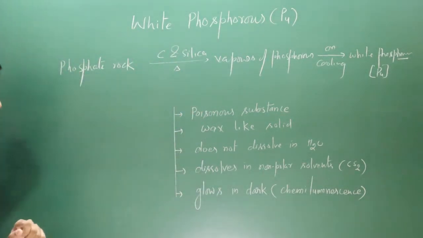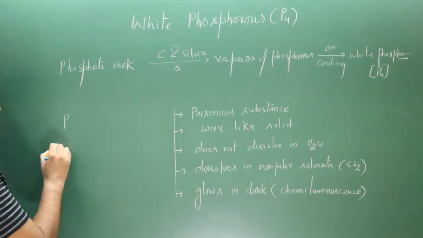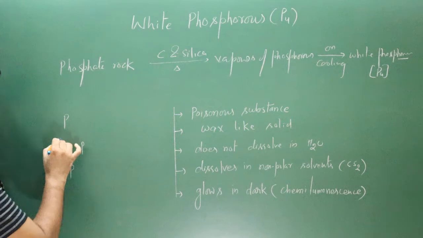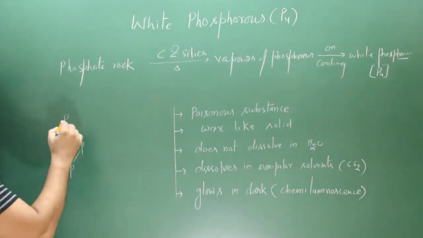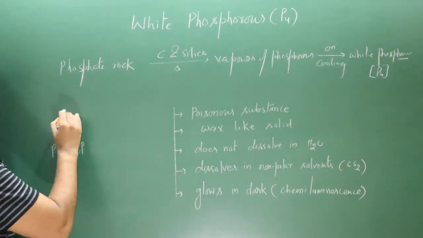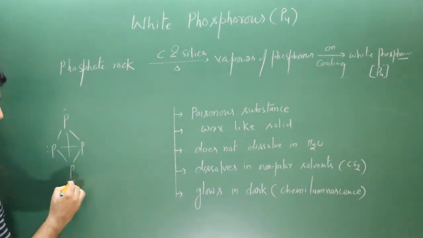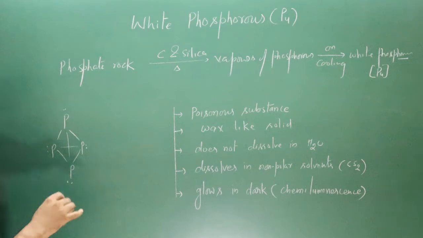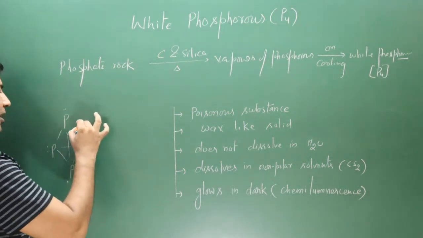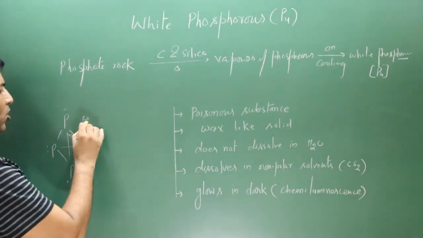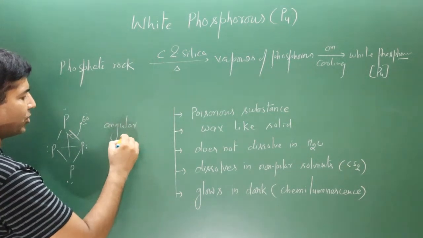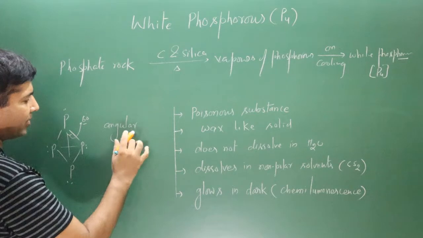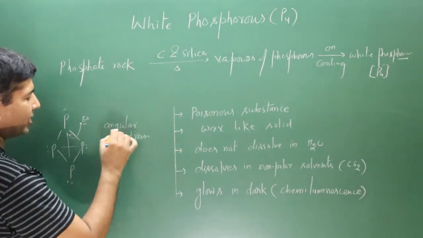Now we talk about its structure. There are 4 phosphorus atoms. They are arranged tetrahedrally. Each phosphorus is forming how many bonds? 3 bonds. Since each phosphorus is forming only 3 bonds, each phosphorus will carry 1 lone pair. Now pay attention carefully. This is the bond angle we have, that is 60 degrees. A small bond angle is there, that's why there is angular strain. This is the first point.